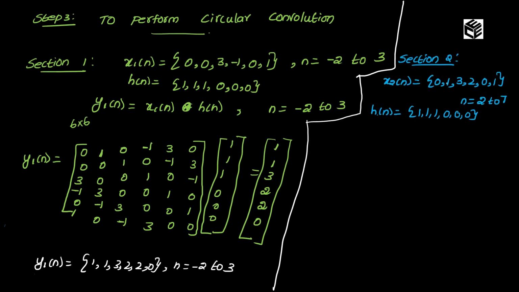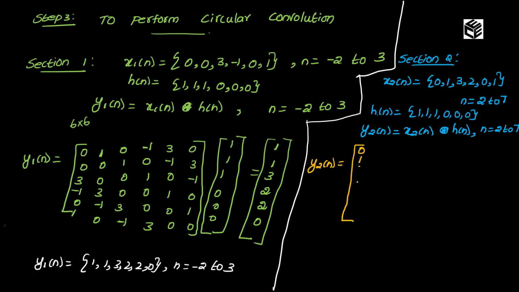In a similar way, I am going to perform circular convolution for the second section, that is x2 of n and h of n. So my output will be y2 of n is equal to x2 of n circular convolution of h of n. Here the value of y2 of n starts from 2 to 7. Now I am going to find y2 of n using the matrix method.